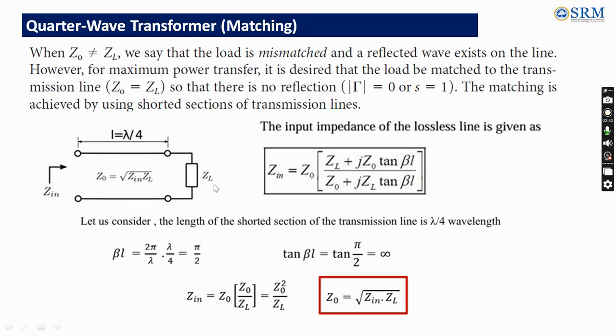So whenever there is a mismatch between the load and characteristic impedance, when Z0 is not equal to ZL, we say that a mismatch is present and a reflected wave exists. So for maximum power transfer to happen, the load ZL should be matched to the characteristic impedance of the transmission line, so that the reflection will not be there. That is, the reflection coefficient will be 0 and the corresponding VSWR will be 1. So how are we going to achieve impedance matching using this particular quarter wavelength transmission line?